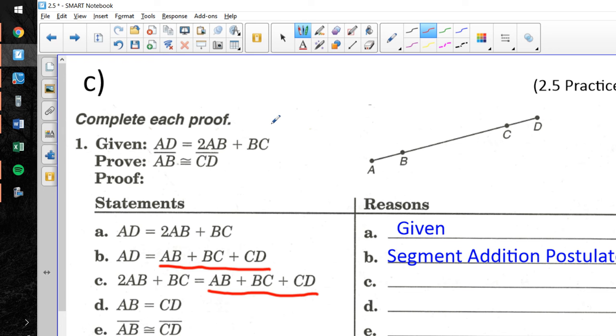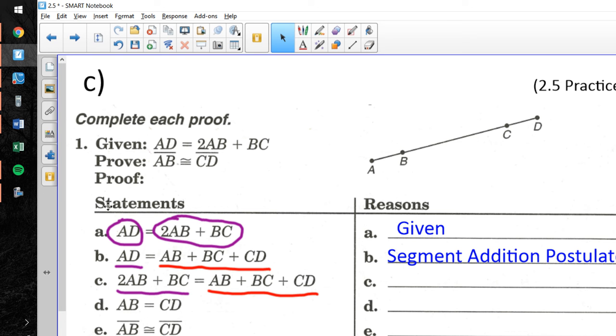Yeah, they're identical. The difference here, let me switch colors on you now, is that the left side of statement B was AD. The left side of statement C is something totally different, 2AB plus BC. But that sounds a little familiar to me. Right up here in statement A, there's the 2AB plus BC that we were just talking about, and sure enough, it's equal to AD. So what have they done? Going back to statement B, it looks like they took out the AD and replaced it with 2AB plus BC, which right up here in statement A we know is equal to it.